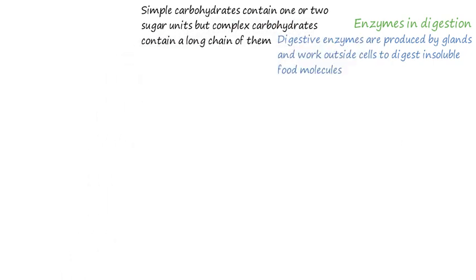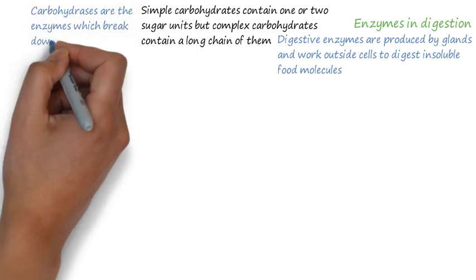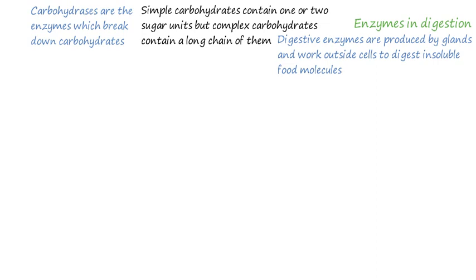Carbohydrates are made up of sugar units. Simple carbohydrates only contain 1 or 2 sugar units, while complex carbohydrates contain a long chain of them. Glucose is a simple carbohydrate, while starch is a complex one.